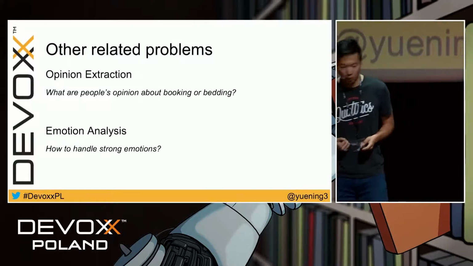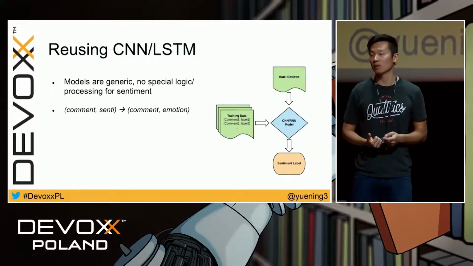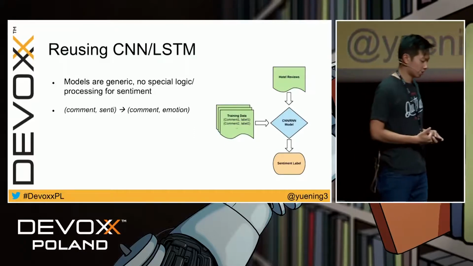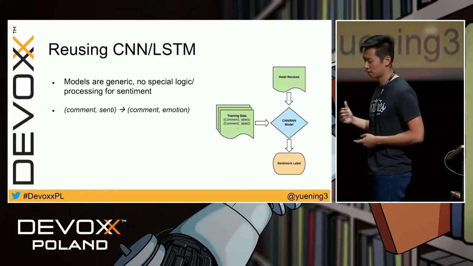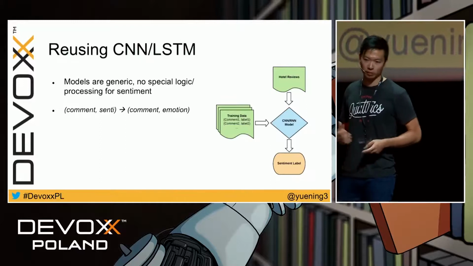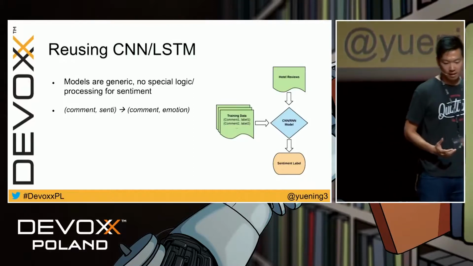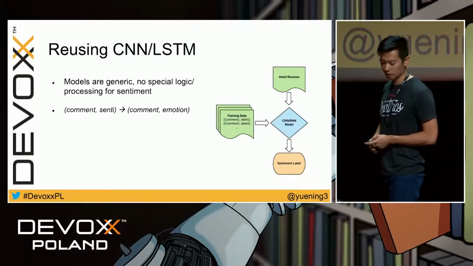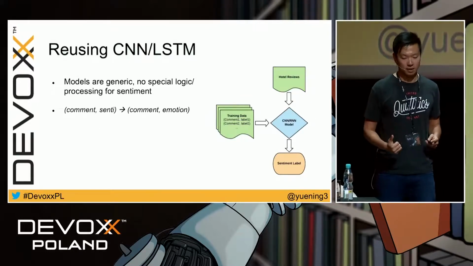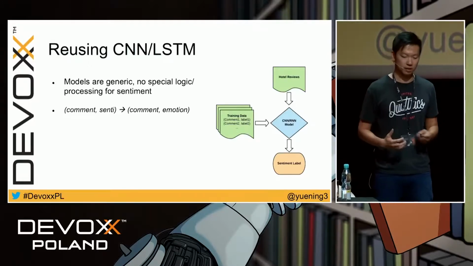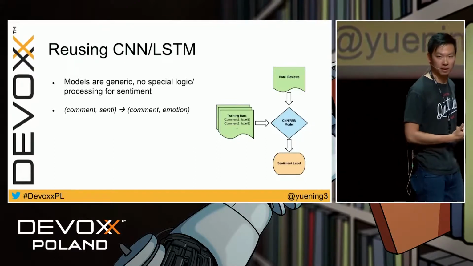And for these two problems, we won't go into the details of how to solve them, but they can actually be solved similarly with the neural networks we talked about. Because when we were talking about how to leverage these neural networks for sentiment, we saw there's no special logic regarding sentiment. The training data is just comments and the label. And these neural networks are really generic. So if we can somehow collect good quality training data for comment and emotion pairs and use it as training data, this can solve other similar classification problems.